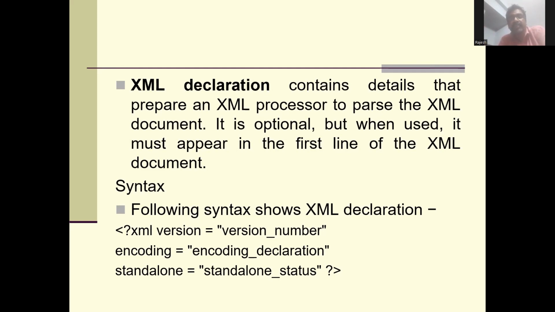What is an XML declaration? It is a processing instruction that contains the details that prepare an XML processor to parse the XML document. Most probably this one is optional, but when used, it must appear in the first line of the XML document. Try to understand: whenever you want to create an XML document, this particular line should be at the very beginning of the first line. It is an optional one. Even without this XML declaration, we can create an XML document, right? Move to the next slide.